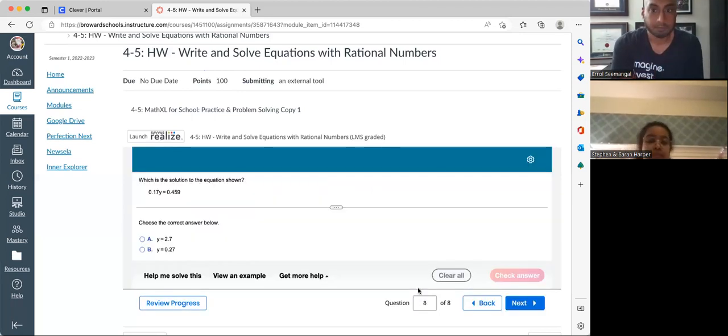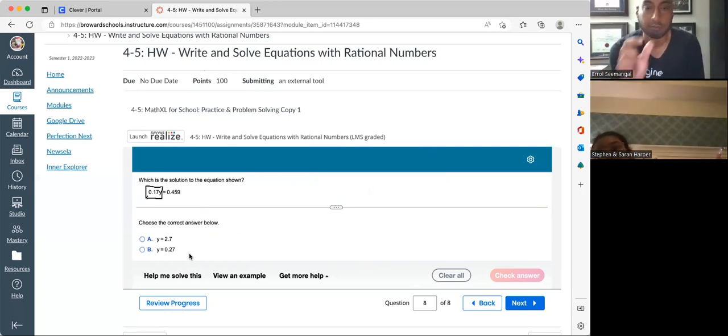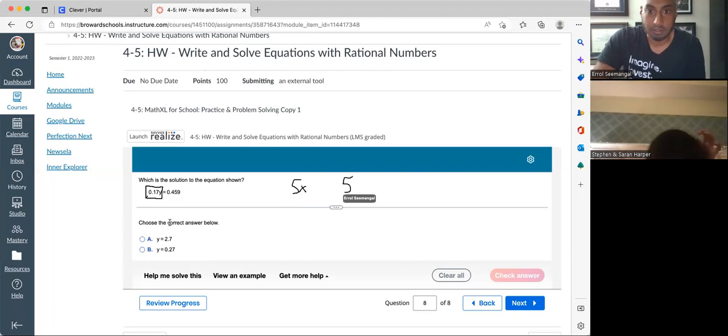Last question. Which is the solution to the equation shown? Okay, look at this right here. What operation is this right here? When it's written side by side like that, and there's no symbol between the two terms, what operation is it? So look, if I write it like this, it's multiplication. If I write it like this, multiplication. If I write it like 7a, multiplication. So what operation here?